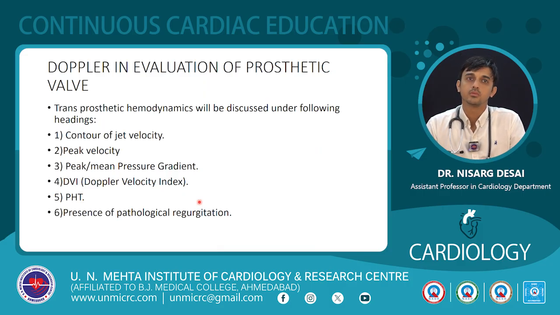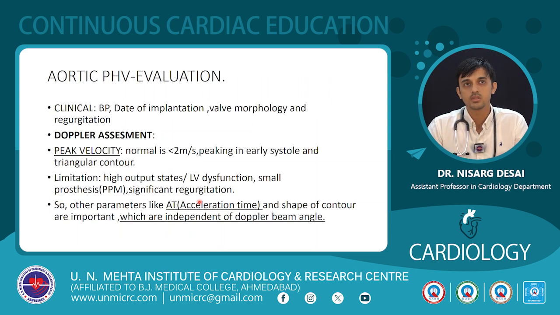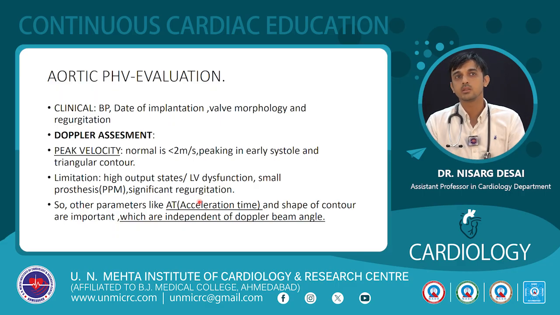And the peak or mean gradient, the DVI or Doppler velocity index, pressure half time for mitral and tricuspid valves only, and presence or absence of pathological regurgitation. So once we have clinically evaluated the patient, we'll start off with the aortic prosthetic heart valve evaluation. Once we have clinically seen the patient, the date and time of implantation, the type of valve, the valve morphology, presence or absence of regurgitation, and as stated, peak velocity less than 2, triangular contour, peaking in early systole, usually it is normal.